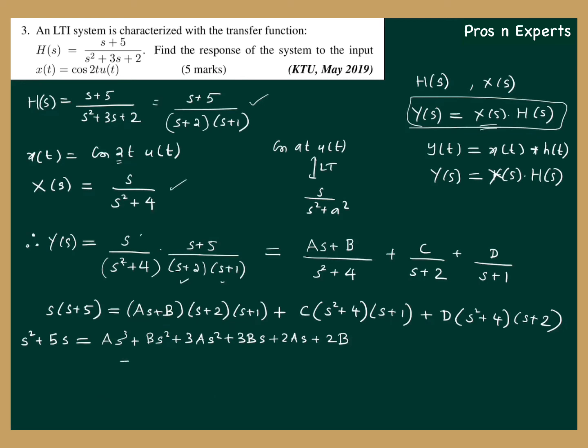Now I'm going to expand the next term. C into the expansion of s square plus 4 into s plus 1 gives s cube plus 4s plus s square plus 4. Multiplying C with this expression, you will get Cs cube plus 4Cs plus Cs square plus 4C.